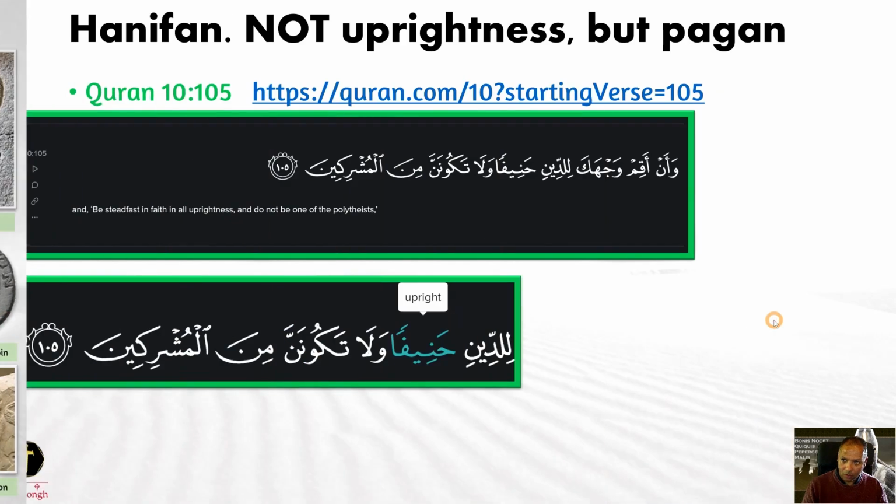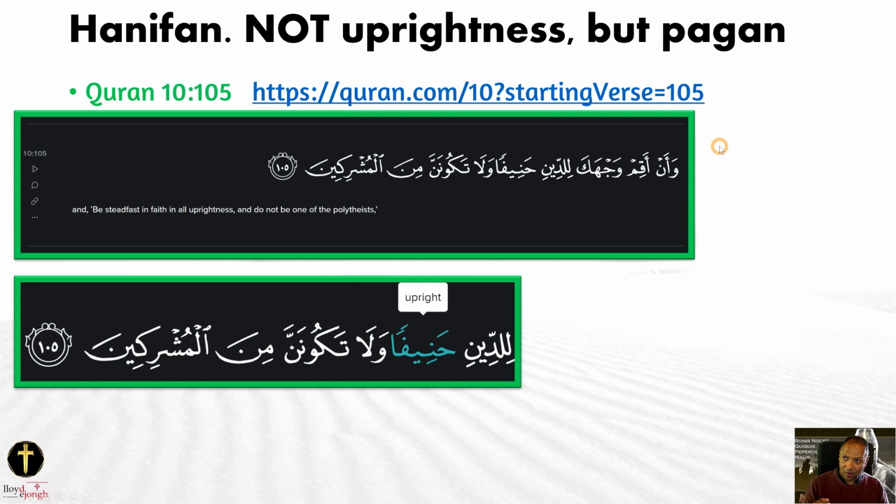So, moving on. Hanifan. Now, they claim it means uprightness in the Quran. It's translated as uprightness. This is a false translation. It means pagan. We know it comes from the Syriac hanpe, right? So, be steadfast in faith in all uprightness and do not be one of the polytheists. This is Quran 10:105. Be steadfast in uprightness, right?